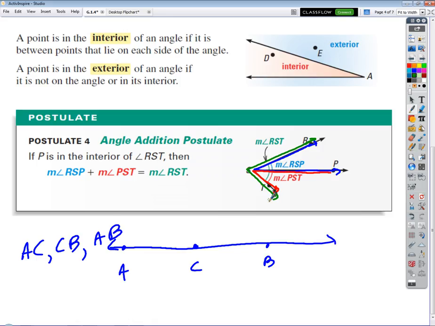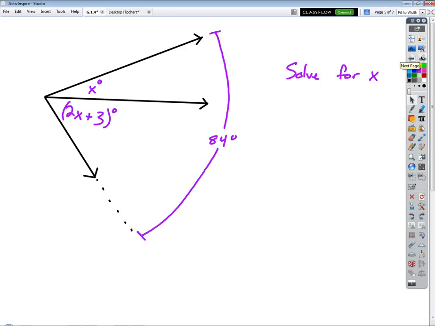Because this side SP is on the interior of the big angle, then the same principle holds. The measure of the blue angle plus the measure of the red angle equals the measure of the green angle. Okay, make sense? All right, so solve that for me, please.